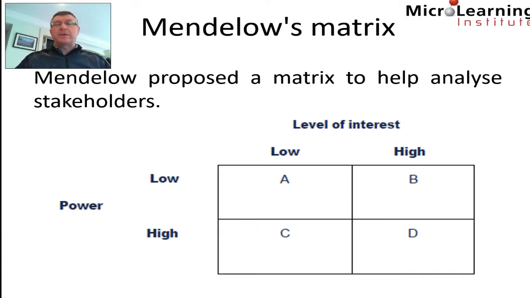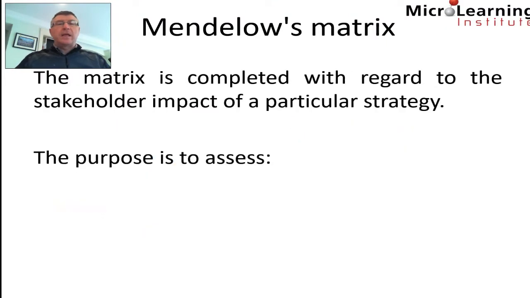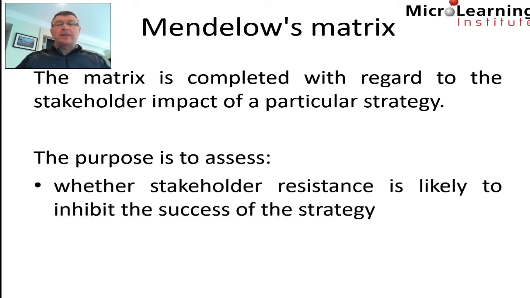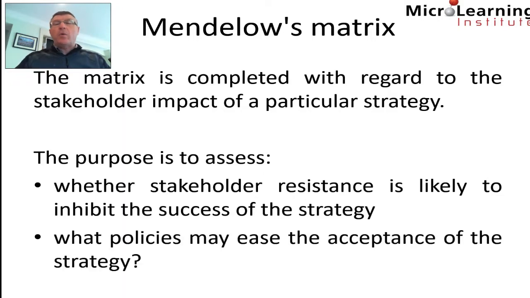So let's look at the outcomes in each of those boxes and how maybe best we can determine to manage these stakeholders. So the matrix is completed with regard to the stakeholder impact of a particular strategy. The purpose is to assess whether stakeholder resistance is likely to inhibit the success of the strategy and what policies may ease the acceptance of the strategy.